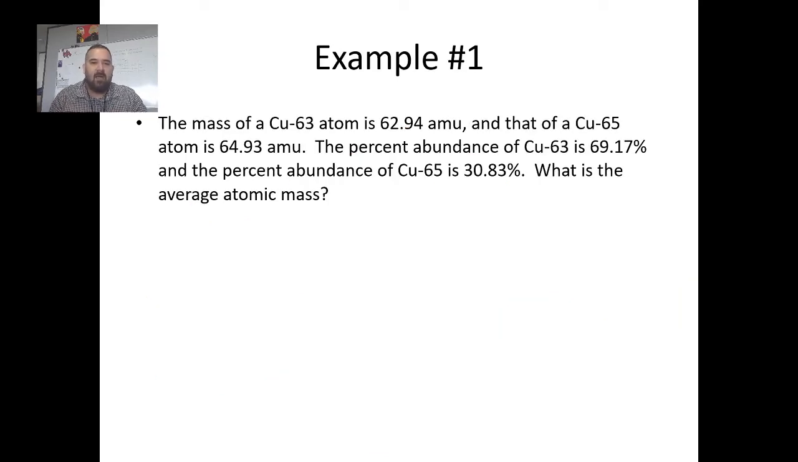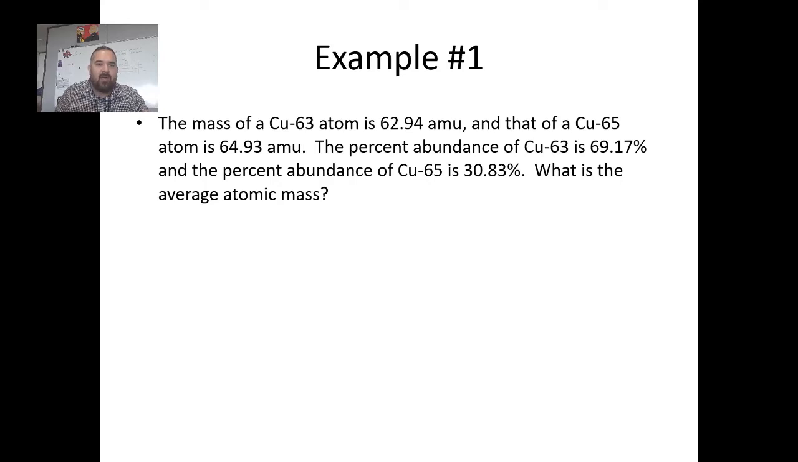So here we have Cu, that's copper. And what you're going to see is every arrangement, every way we can ask you the same type of question. So all the questions we're about to work on are basically the same thing. They're just asked in different ways. So the mass of copper 63 is 62.94 AMU, and the abundance of copper 63 is 69.17. I said 97, I meant 69.17.